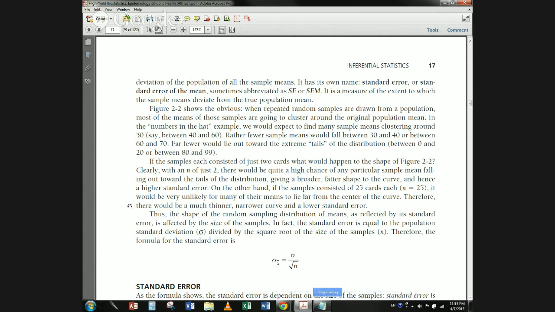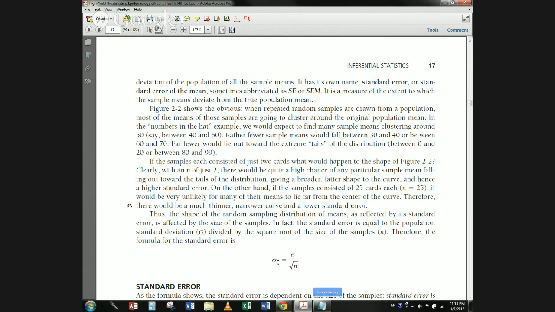Thus, the shape of the random sampling distribution of means as reflected by its standard error is affected by the size of the samples. In effect, the standard error is equal to the population standard deviation, sigma, divided by the square root of the size of the samples, n. Therefore, the formula for the standard error is sigma of the mean is equal to sigma, the standard deviation, divided by the square root of the size of the samples.